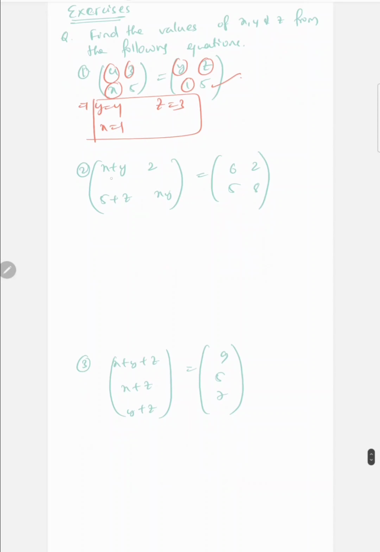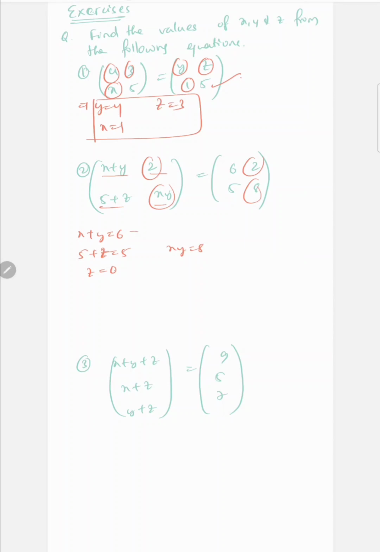For the second case, we have a 2 by 2 matrix on both sides and they should be equal, meaning the corresponding entries should be equal. This implies x plus y is equal to 6. So 2 is equal to 2, identity, we don't consider. 5 plus z is equal to 5. And x into y is equal to 8. So 5 plus z is equal to 5 gives z is equal to 0. So we don't get x and y here.